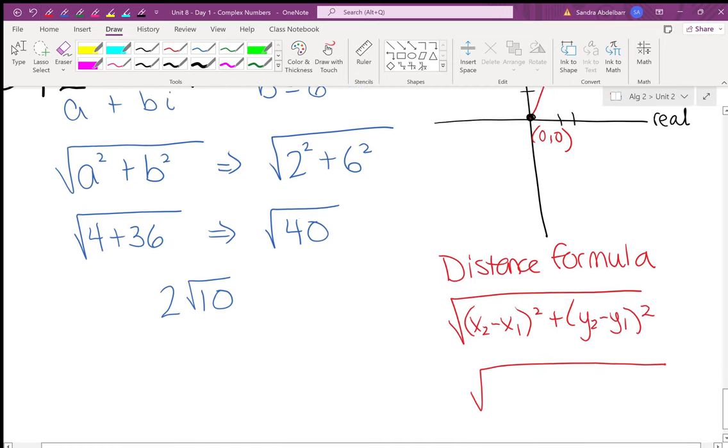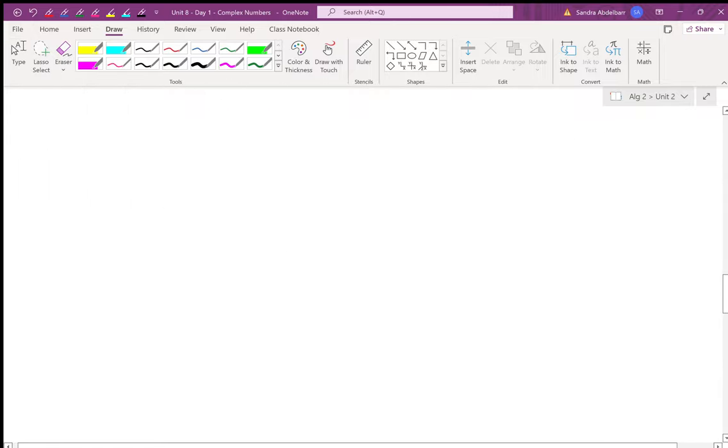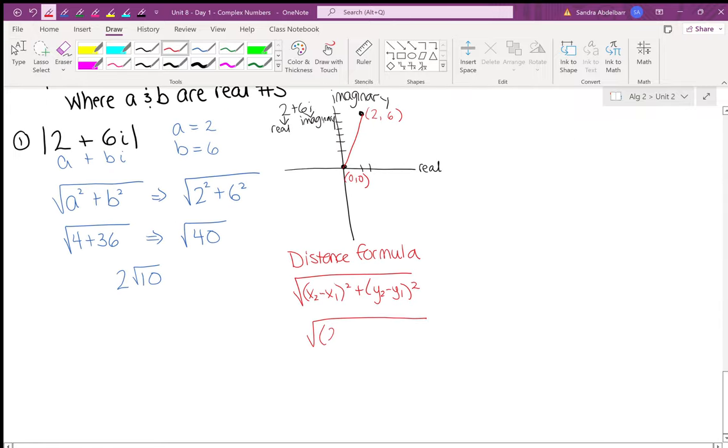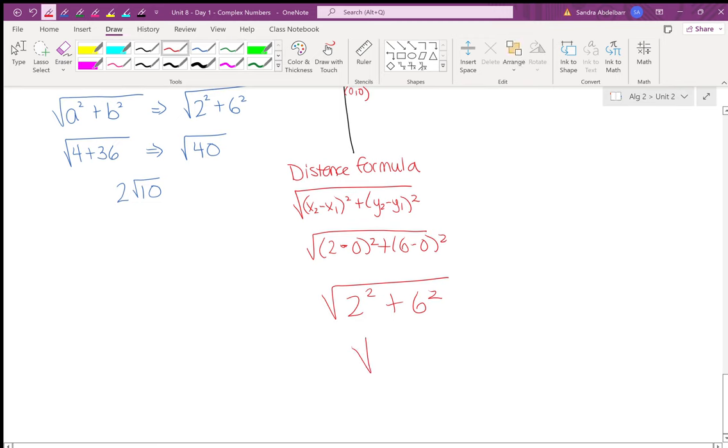So here, just showing you where this comes from, we're going to do 2 minus 0 squared plus 6 minus 0 squared, which ends up giving us 2 squared plus 6 squared. Well, isn't that my a squared plus b squared? Right, this is where it's coming from. So then again, we end up with the square root of 40, which is 2 root 10.